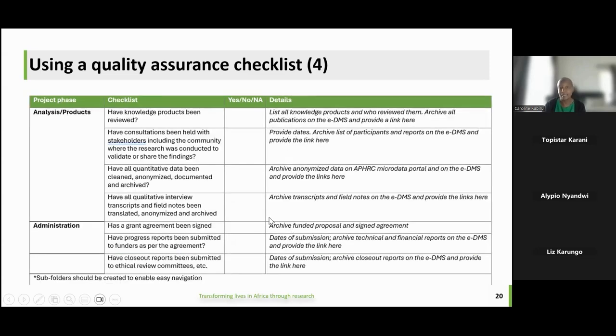In terms of analysis, are you making sure that every paper, say, for example, that is written is reviewed before being submitted? Because we need to think, again, it's a quality assurance checklist as well. So you want to make sure that you're taking all the quality assurance steps to ensure that even the products you develop meet the quality thresholds. Have you held consultations with stakeholders once you found the findings? Are they able to validate the findings?